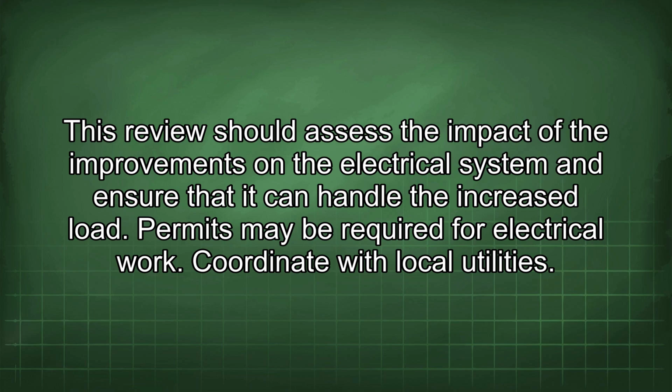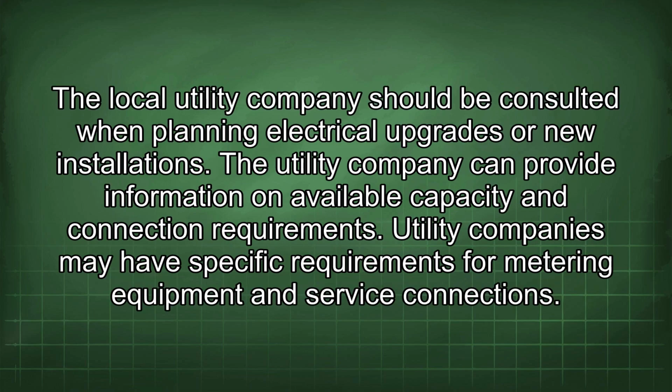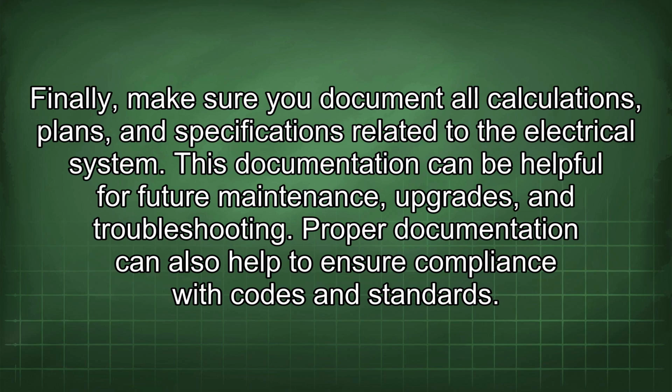Coordinate with local utilities. The local utility company should be consulted when planning electrical upgrades or new installations. The utility company can provide information on available capacity and connection requirements. Utility companies may have specific requirements for metering equipment and service connections. Finally, make sure you document all calculations, plans, and specifications related to the electrical system. This documentation can be helpful for future maintenance, upgrades, and troubleshooting. Proper documentation can also help to ensure compliance with codes and standards.